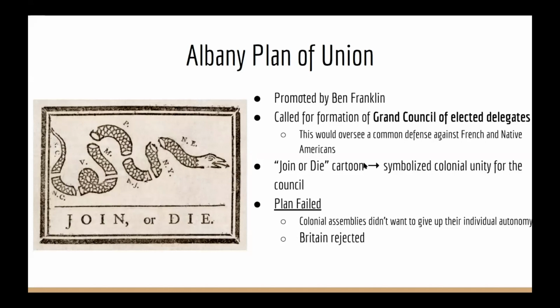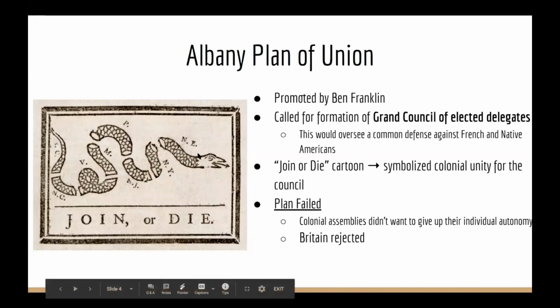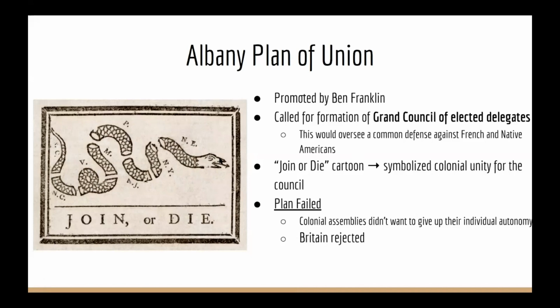On your left, you see what was kind of the first political cartoon. It's a snake being chopped up, and each part of the snake represents a colony. We have New York, New Jersey, Virginia, North Carolina, South Carolina, Pennsylvania. This cartoon basically meant that if you don't join or support this elected delegate, you're going to be chopped up, and the French and Native Americans would take over your land.